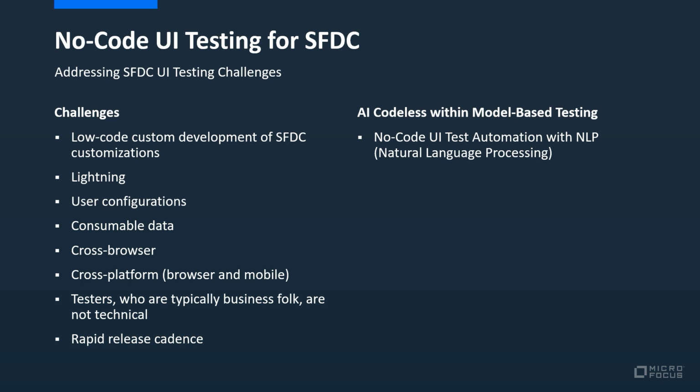The AI computer vision and OCR or optical character recognition capabilities of AI codeless means that as long as the object is being displayed to the user on the screen, or even off the screen with the auto-scrolling capabilities, the steps will still be able to identify and properly act against the objects.